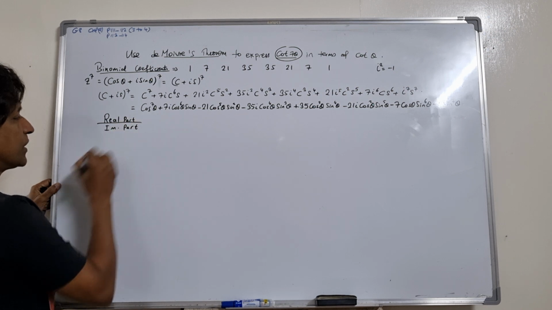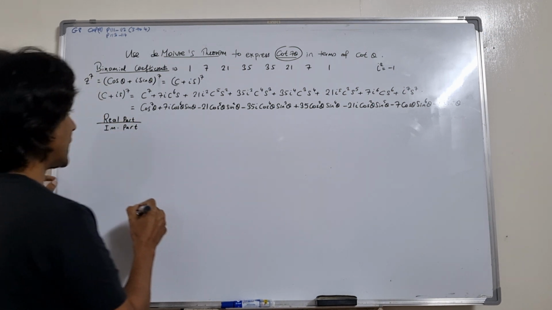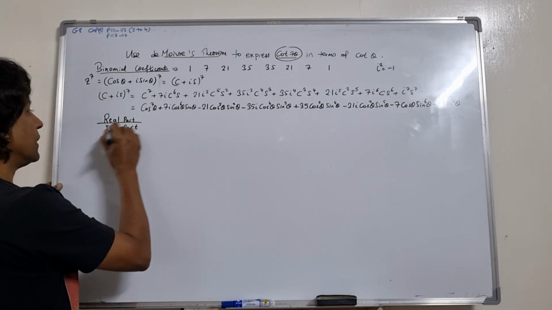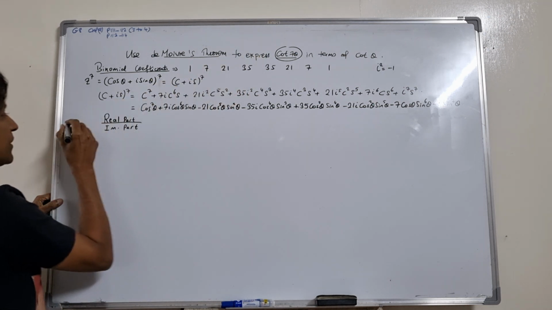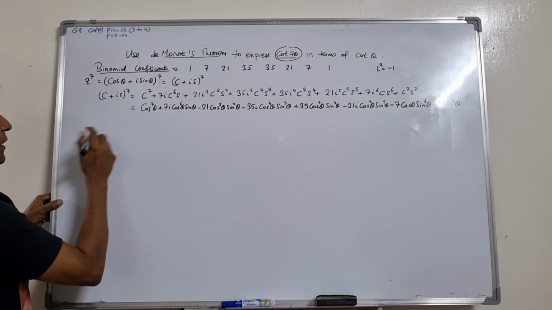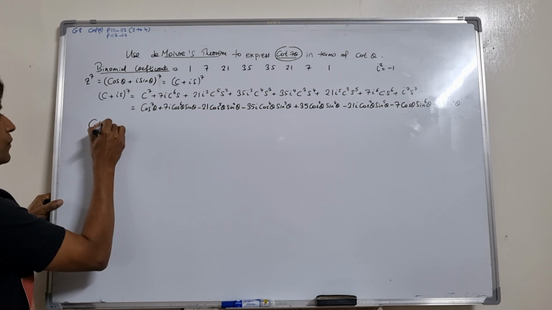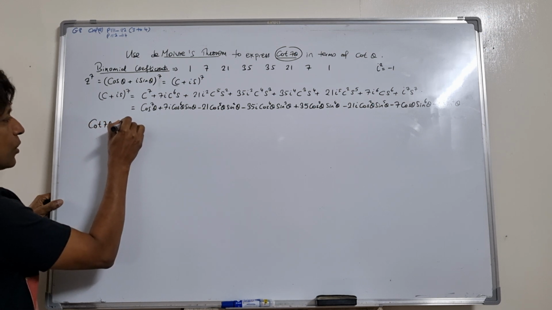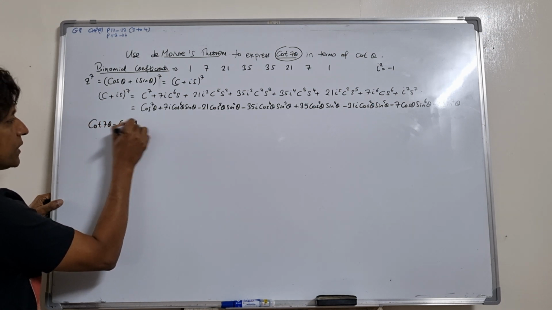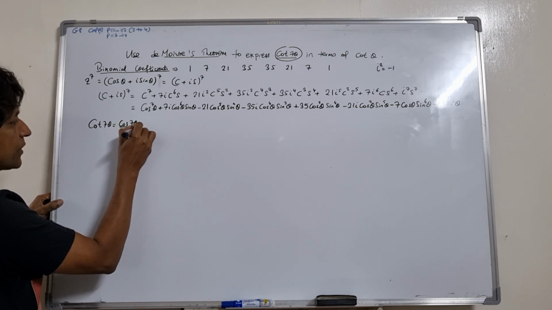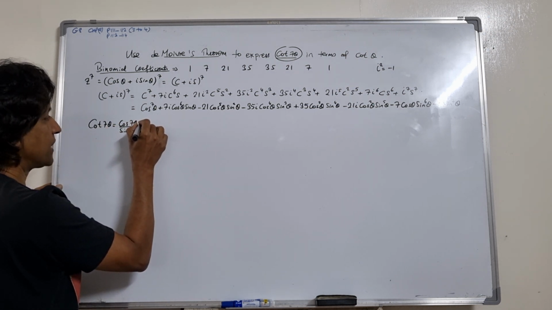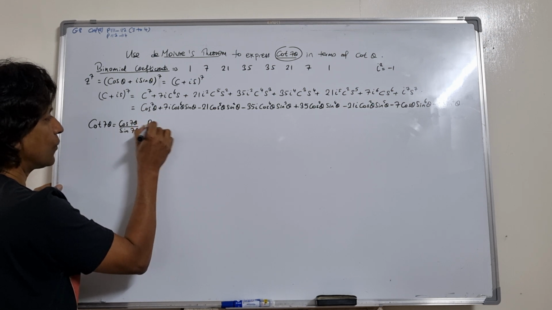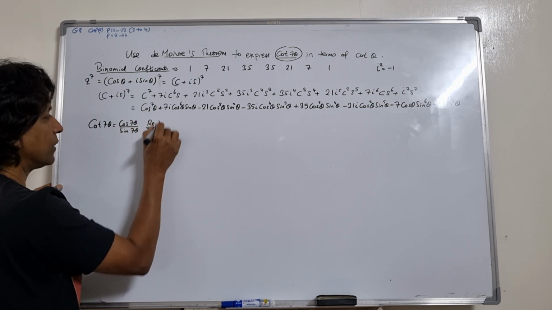The reason I do this is because I know that cot of 7 theta, let me just wipe this clean here. Cot of 7 theta is equal to cos of 7 theta divided by sine of 7 theta. And what am I saying? I'm saying that I'm going to take the real part over the imaginary part.